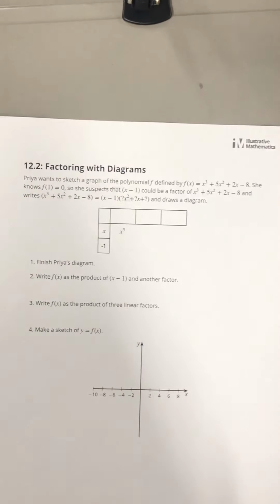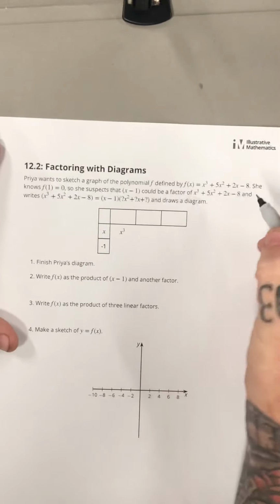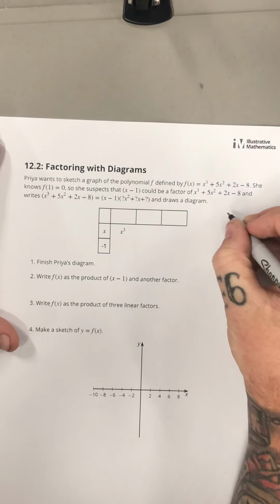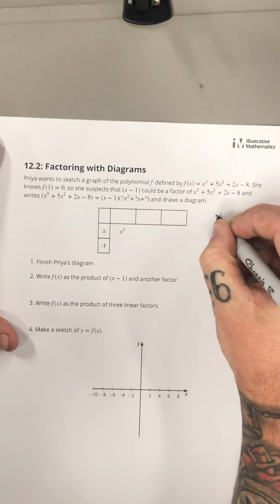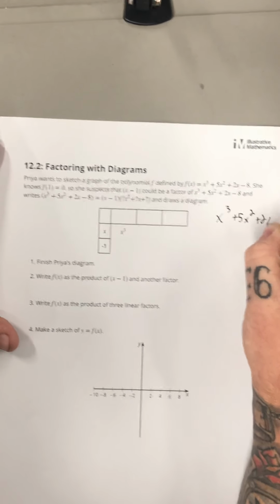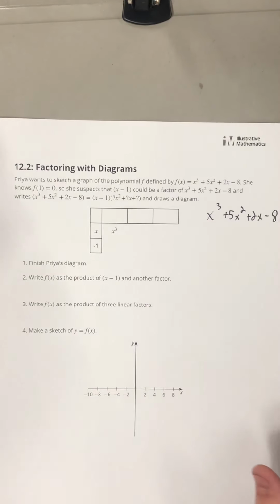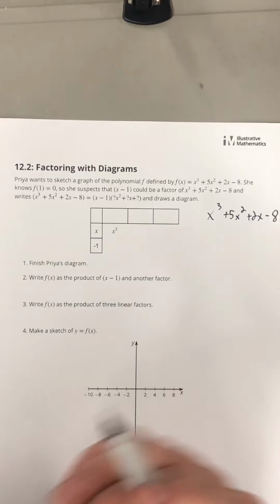All right, so for 12.2, this is where it gets a little tricky, okay? Priya wants to sketch a graph of the polynomial defined as this. So we're going to really want to pay attention to this. I'm going to write off to the side: x cubed plus 5x squared plus 2x minus 8. We're going to want to keep a look at this the entire time that we're dividing this, or factoring with a diagram, or whatever you want to call it, okay?